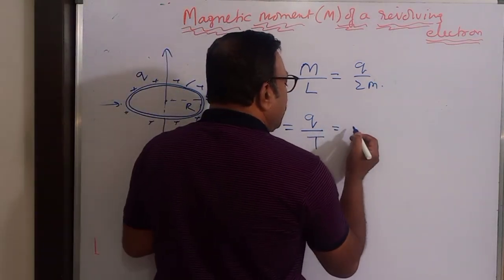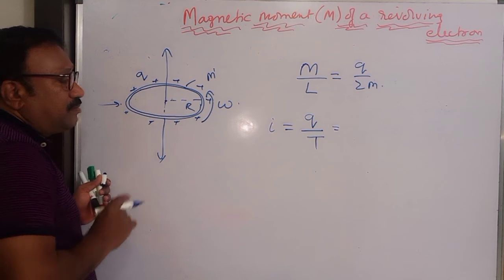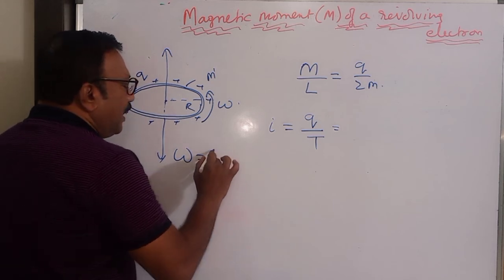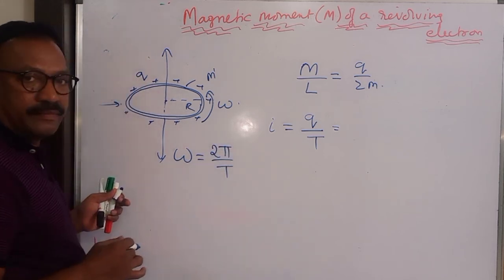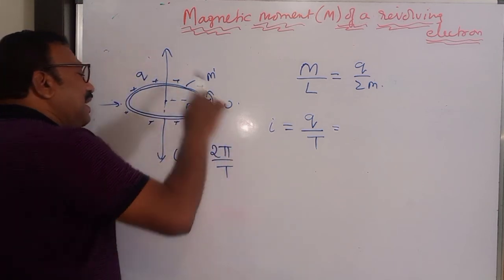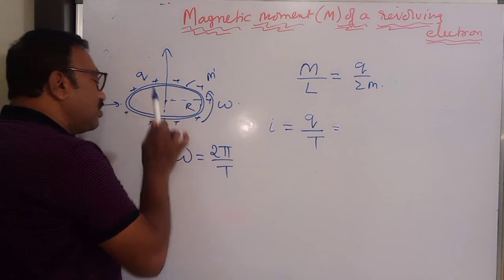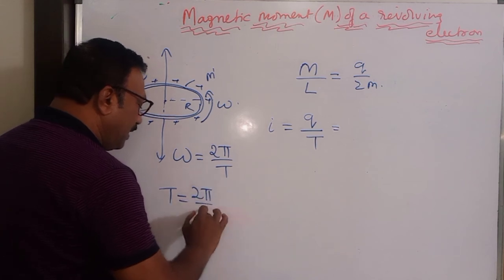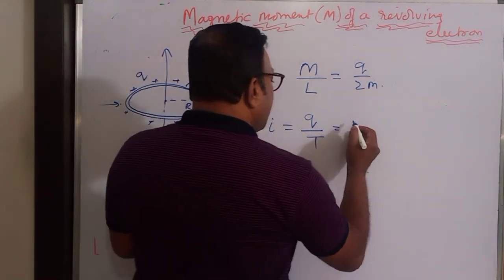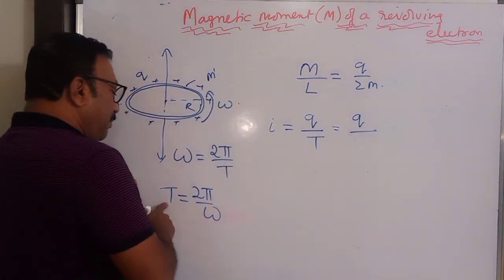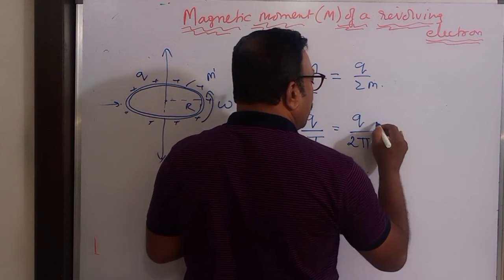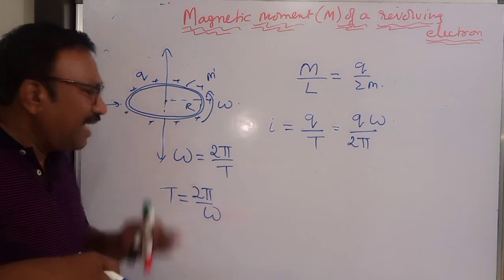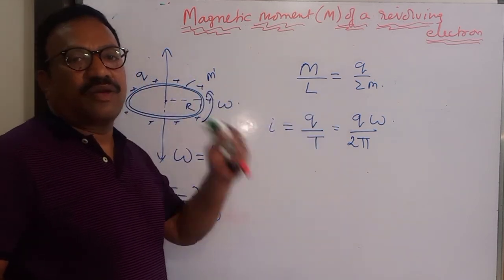Omega is given here. The angular velocity is equal to angular displacement by time. For one revolution, it covers an angle of 2 pi radians in a time T. Therefore, what will be T here? T is 2 pi by omega. Now I'll substitute that here. So Q divided by T is Q omega by 2 pi. This is an imaginary current. There is no real current, but because it is revolving, I can have an imaginary current like this in the circular ring.